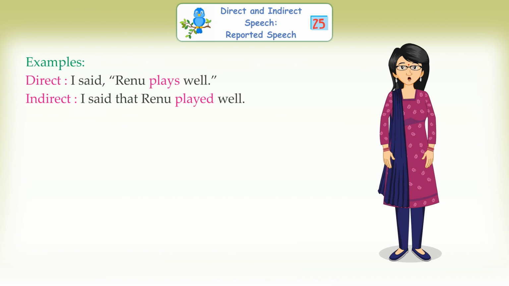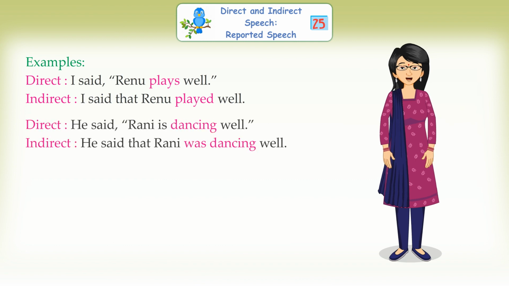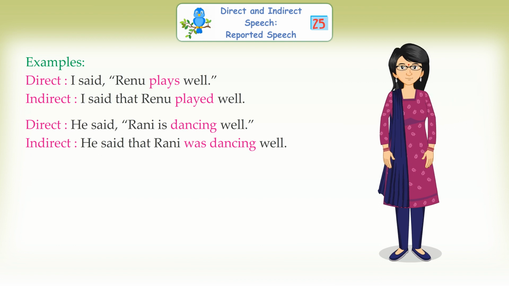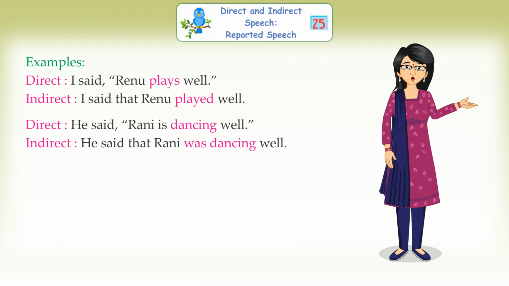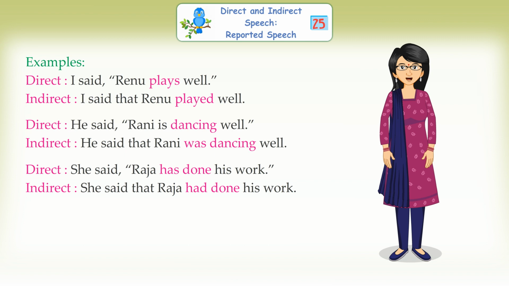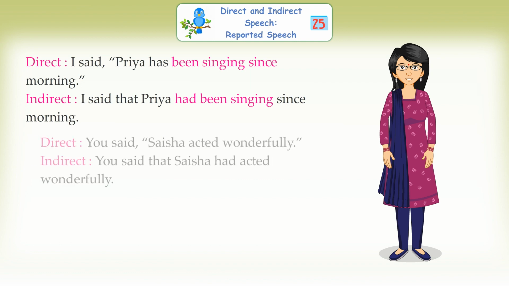Examples: Direct: I said, "Renu plays well." Indirect: I said that Renu played well. Direct: He said, "Rani is dancing well." Indirect: He said that Rani was dancing well. Direct: She said, "Raja has done his work." Indirect: She said that Raja had done his work. Direct: I said, "Priya has been singing since morning." Indirect: I said that Priya had been singing since morning.